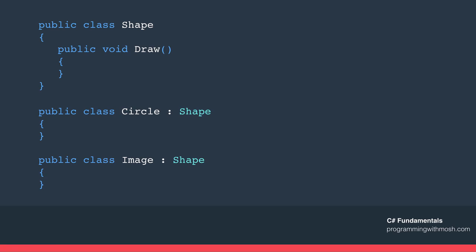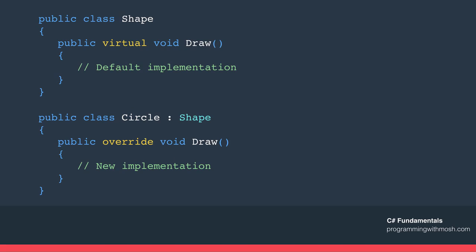So that's where we need to change that implementation of the draw method that we inherited from the parent shape class. Doing this in C# is very simple. And that's where we use the virtual and override keywords. So we can change this example to something like this. All we do here is we decorate the draw method in the base class with a virtual keyword, and that gives us the ability to change that implementation in a derived class.